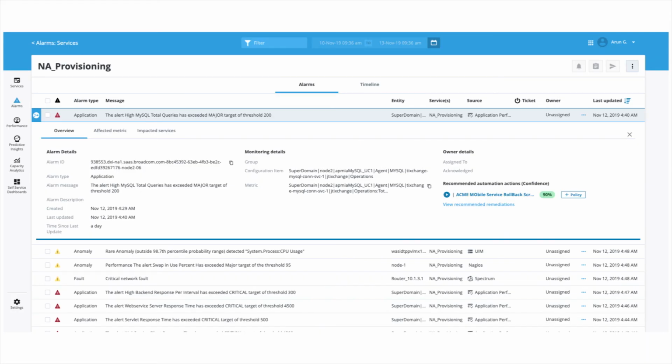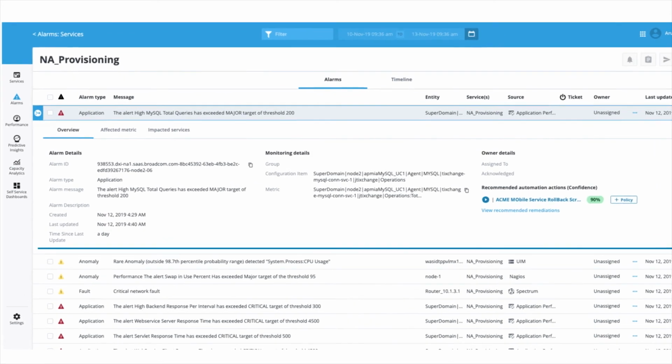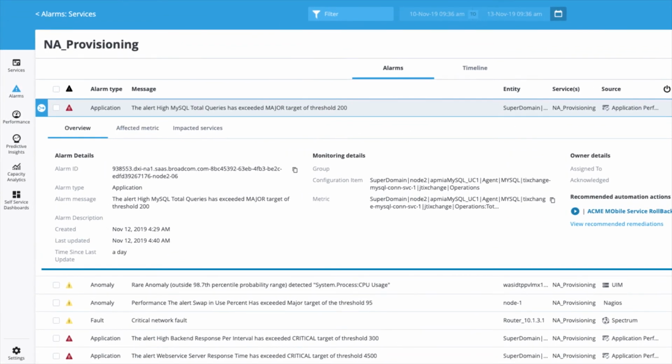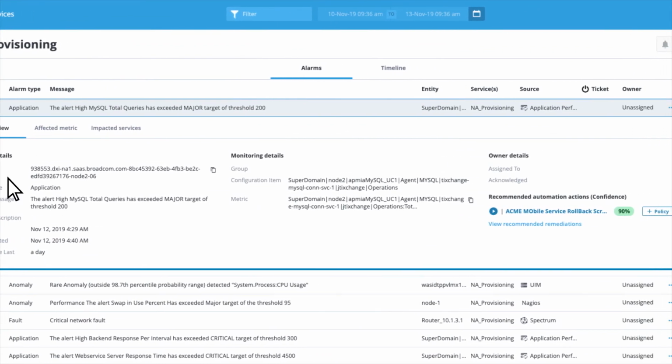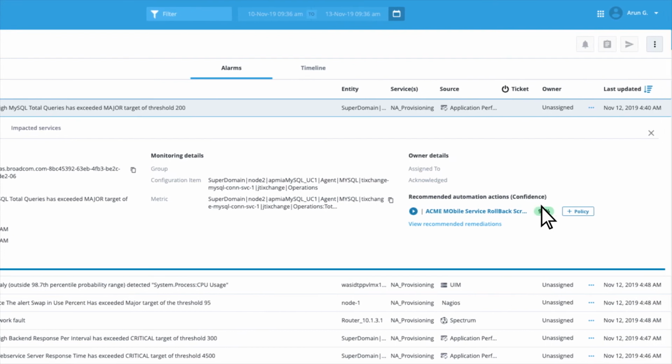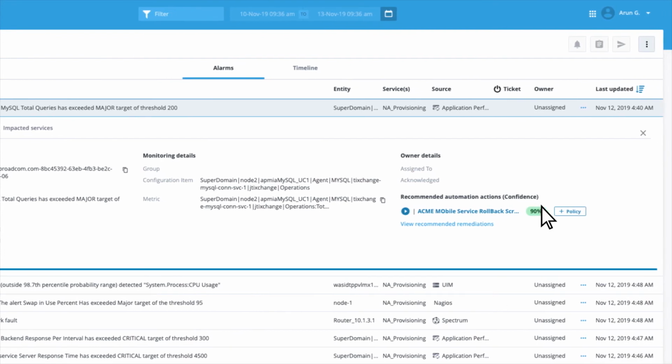Lastly, the solution provides a 360-degree closed-loop remediation either through a ticketing system or by direct invocation of automation actions. Instead of firing hard-coded automation runbooks for certain conditions, the tool leverages machine learning to rank automation actions based on past heuristics. That's why we call it intelligent automation.